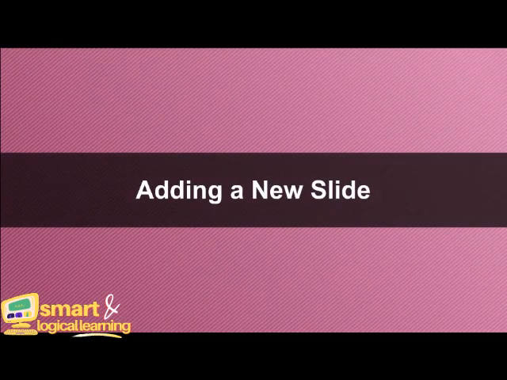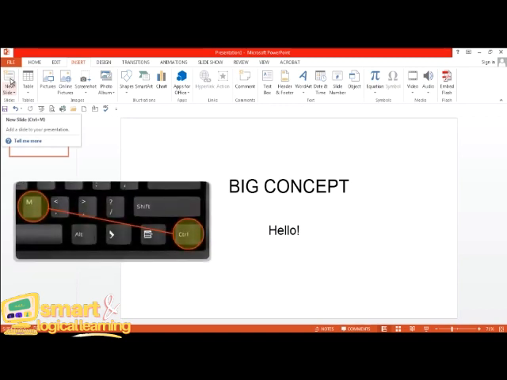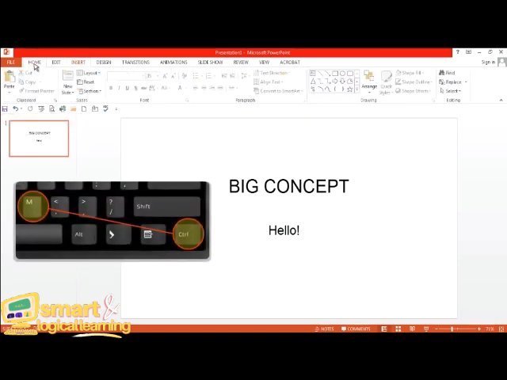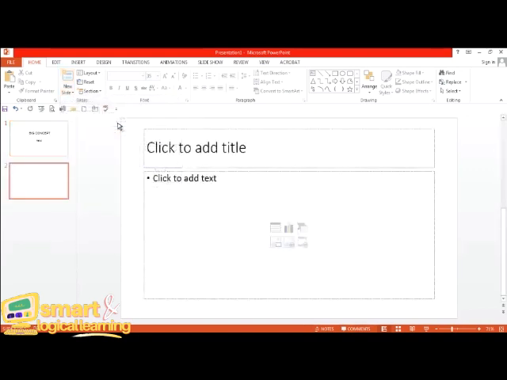Adding a new slide. Click on the Insert menu and choose the option New Slide, or Ctrl+M, or in the Home tab, click on the New Slide button. Choose the layout for the new slide from the slide layout options available. A new slide with the desired layout will be created.